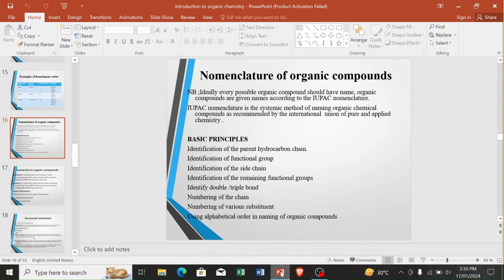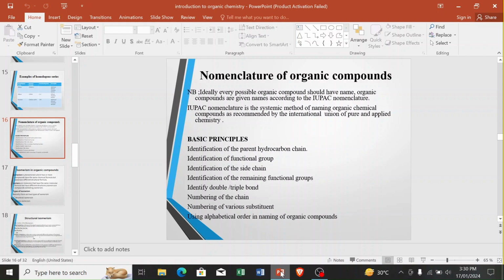Organic compounds are given names according to the IUPAC nomenclature. IUPAC nomenclature is a systematic method of naming organic chemical compounds, as recommended by the International Union. IUPAC in full is International Union of Pure and Applied Chemistry. So there are basic principles that we need to know when we are naming organic compounds.